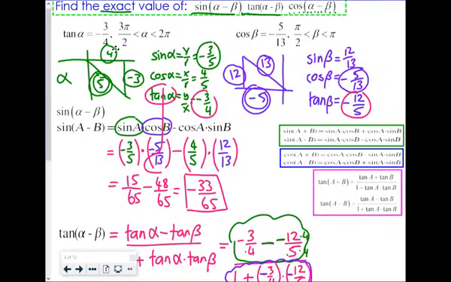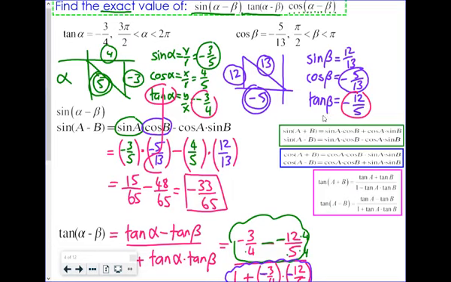Here's alpha. This triangle describes alpha. I don't know how big alpha is. I have no idea what the angle is. All I know is this triangle describes it because it ends on this terminal ray. I know the tangent is the y divided by the x, so it's -3 divided by 4.